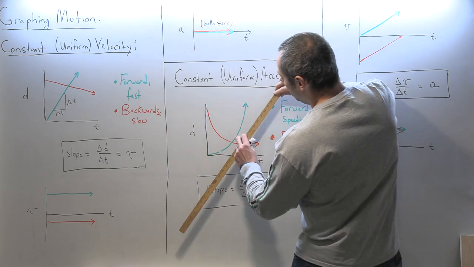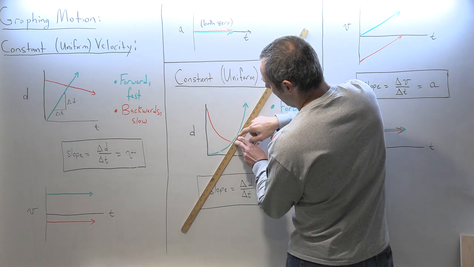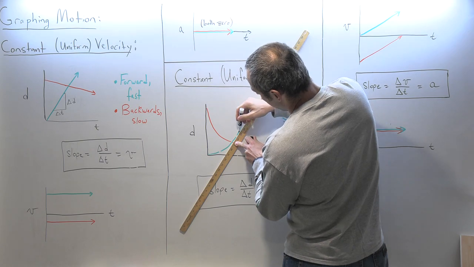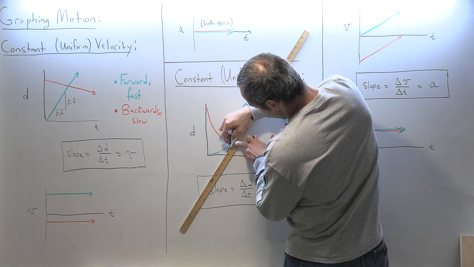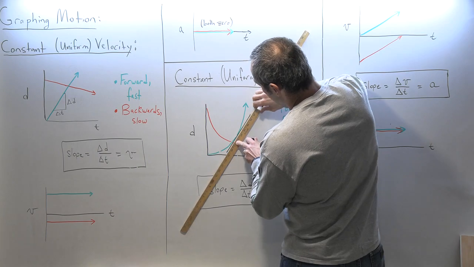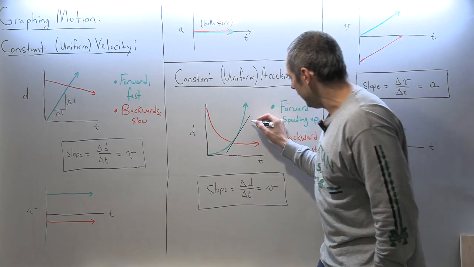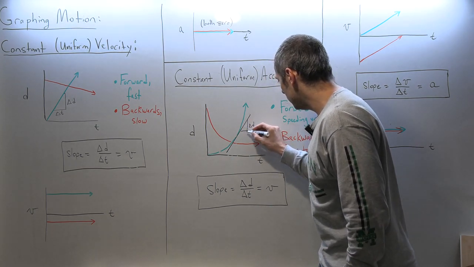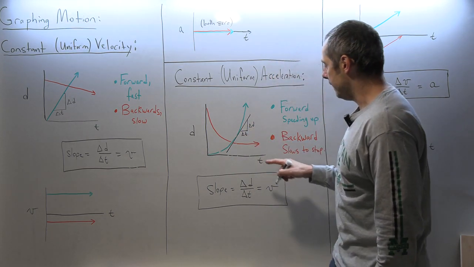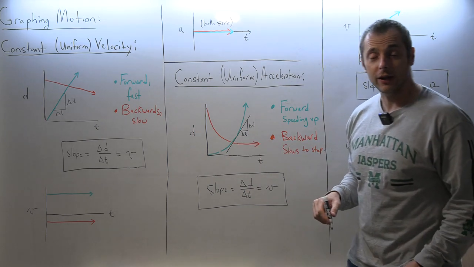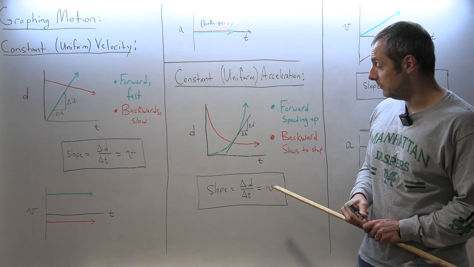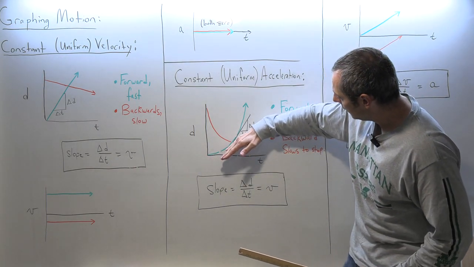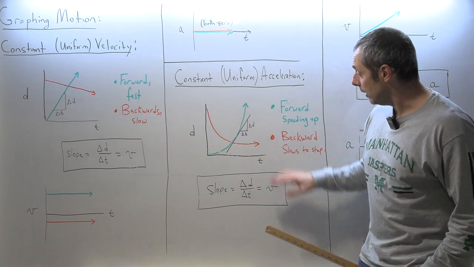And if we wanted to calculate the actual velocity at that instant, what we'd have to do is construct a tangent line. So we'd have to draw a line like this, tangent to the curve, and then we would find the slope of that tangent line, delta d over delta t, and that would be the velocity right there where that line is tangent to the curve. That'd be the velocity of the object at that moment. So that's how we tell this is speeding up, because it's getting steeper. Slope is velocity, okay?